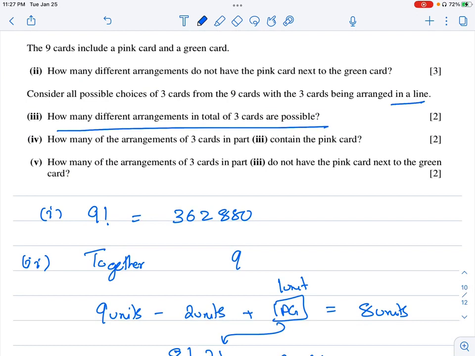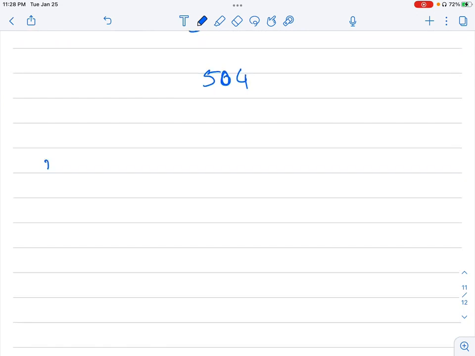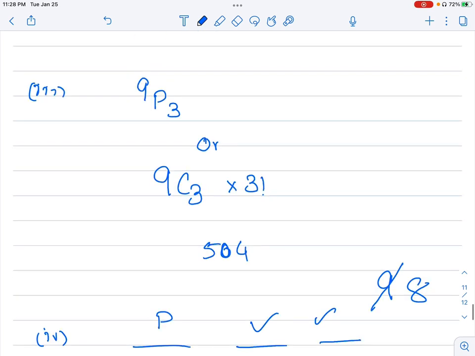That's question number 3. Question number 4. How many of these arrangements, 3 cards in part 3, contain a pink card? So I'm choosing a pink card. Out of 9 cards, 1 card has already been chosen, which is the pink card. So 8 more cards are there, and I have to choose 2 more. So it can be done in 8c2. Once I get this 8c2, I can arrange these in 3 factorial ways. We are arranging, so 8c2 times 3 factorial, which becomes 168.